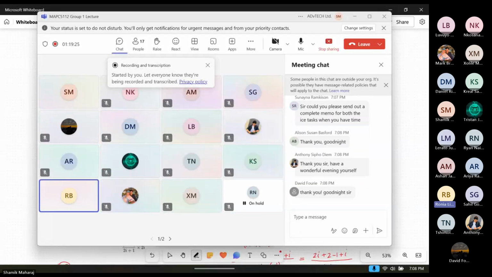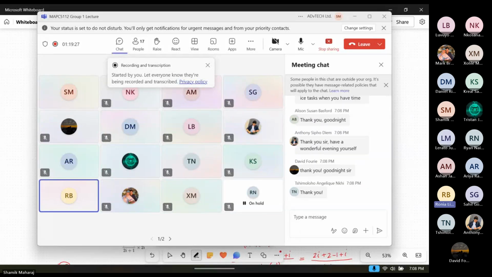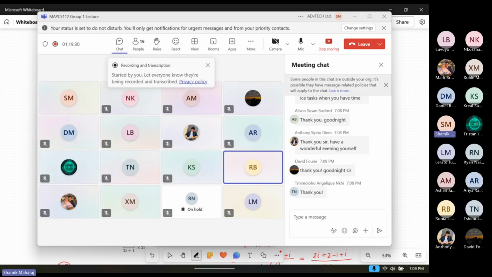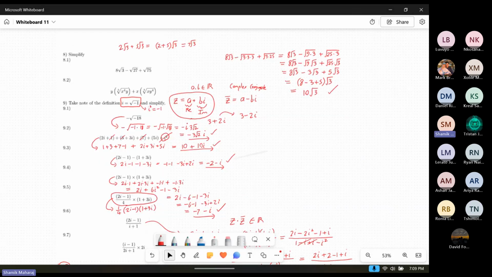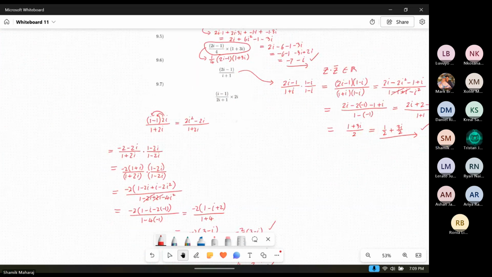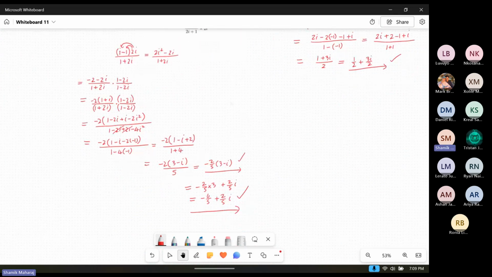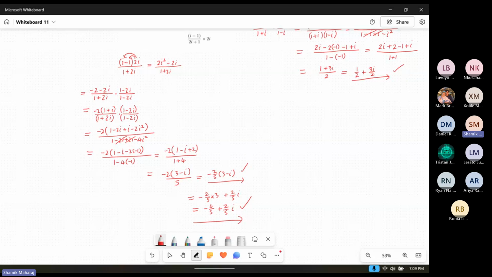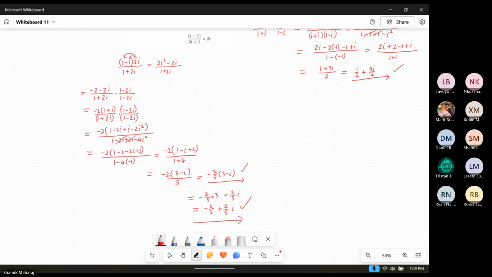Hi, sir. Do you mind if I just have a look again at 9.7's answer? No problem. Where did I do this one? Oh, 9.7 is at this one here. It's -6/5. Sorry, my writing is very bad here. That's 2/5 i. There we go.